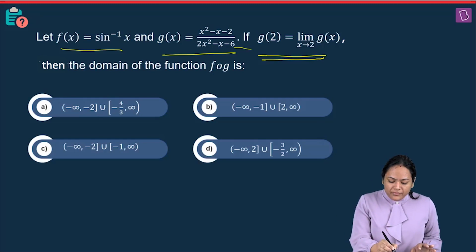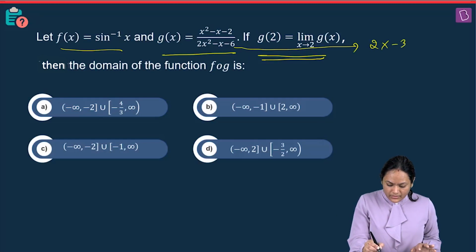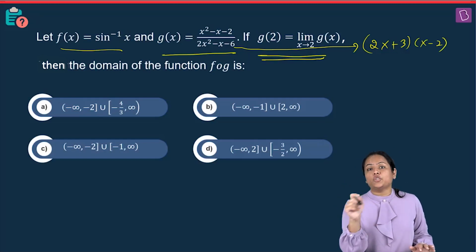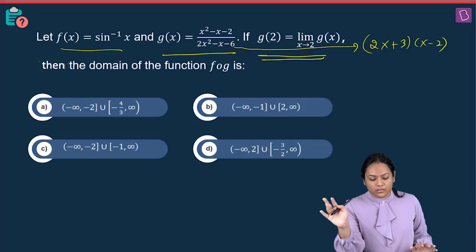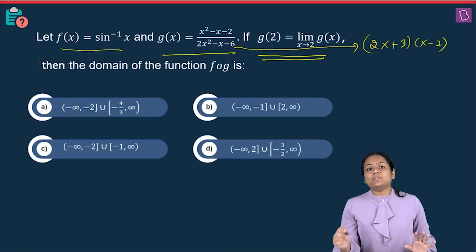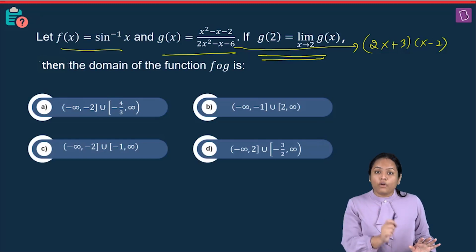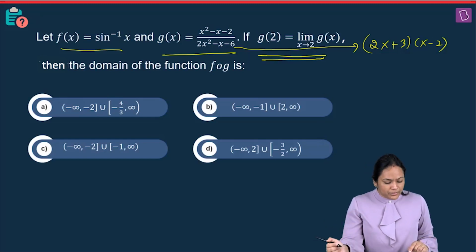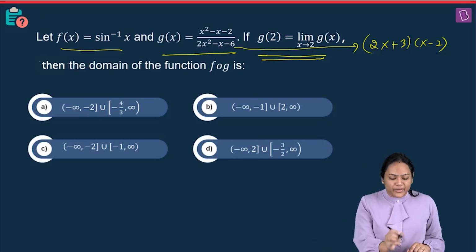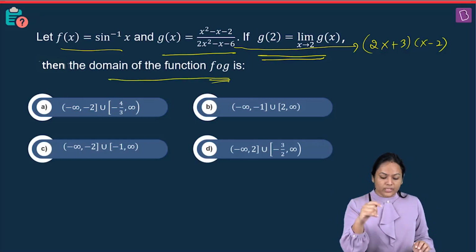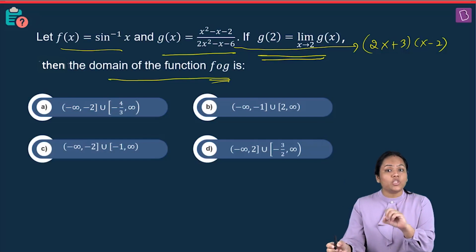Because in g(x), you can see the denominator has the factors (2x + 3) multiplied by (x − 2). That means in my function, 2 is not lying in the domain. So to define the value of g(2) separately, they have said that it is equal to the limiting value of g(x). Okay, perfect. What they have asked finally is the domain of the function f∘g. So I have to find the domain of f(g).